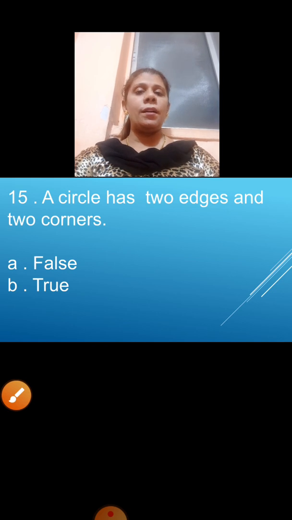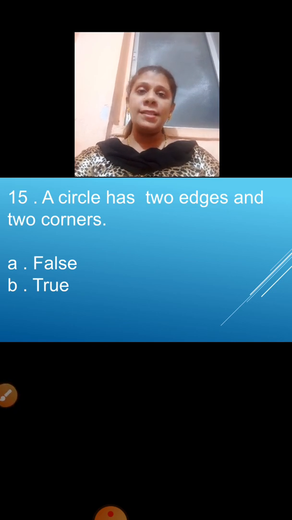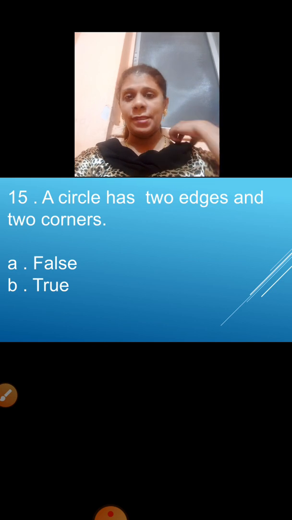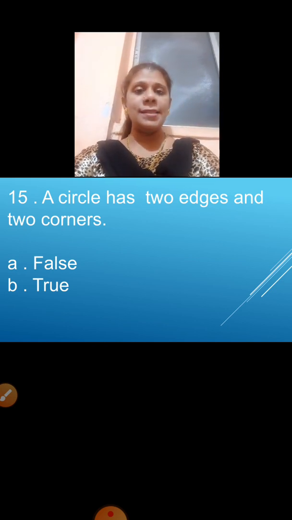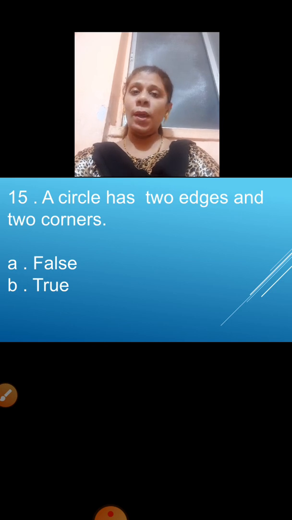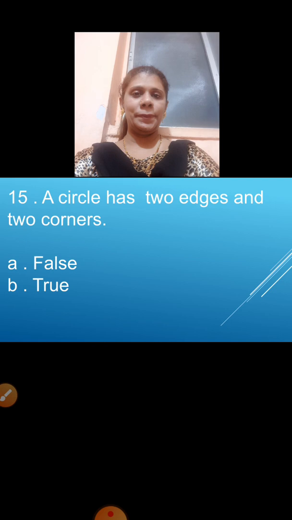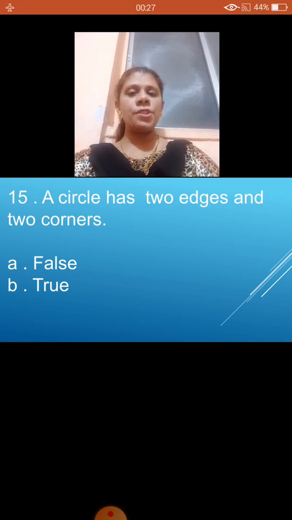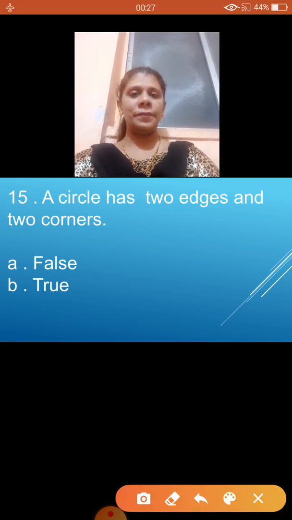Next. A circle has 2 edges and 2 corners. False or true? Which option, children, we are going to take? False. Why it is false? Because a circle has no edges and no corners. Okay.